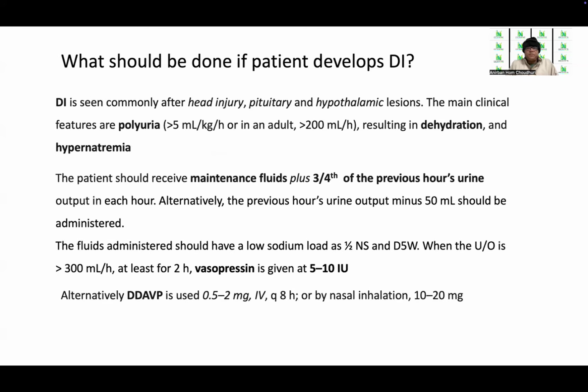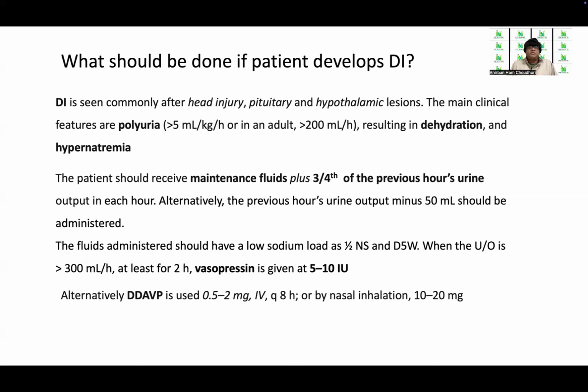What should be done if the patient develops diabetes insipidus? Now, this is again a common feature in neurosurgical patients who tend to develop diabetes insipidus either following head injury or pituitary or thalamic hypothalamic lesions, and in whom the main clinical features are polyuria, that is more than 5 ml per kg per hour in an adult or more than 200 ml per hour, which results in dehydration and hypernatremia. So the patients should receive maintenance fluid plus 3/4 of the previous hour's urine output in each case.